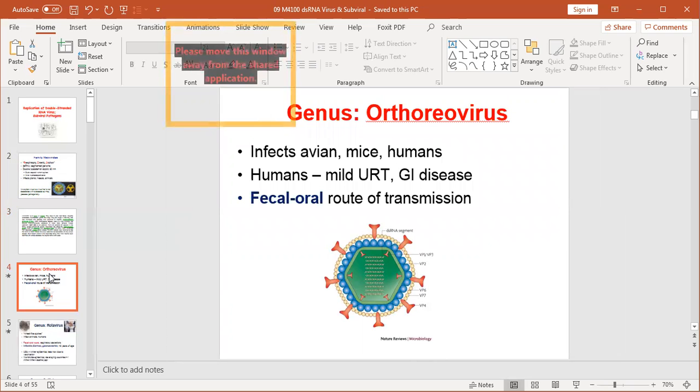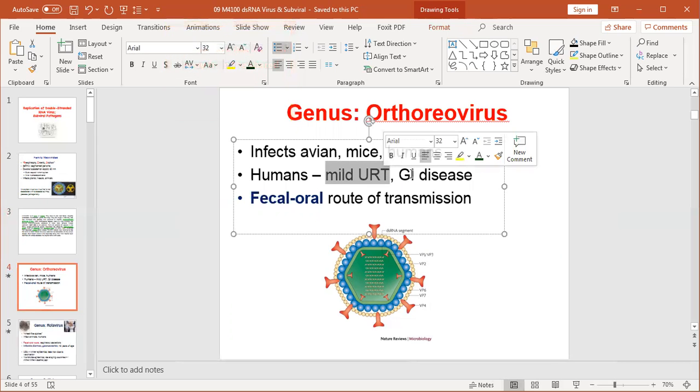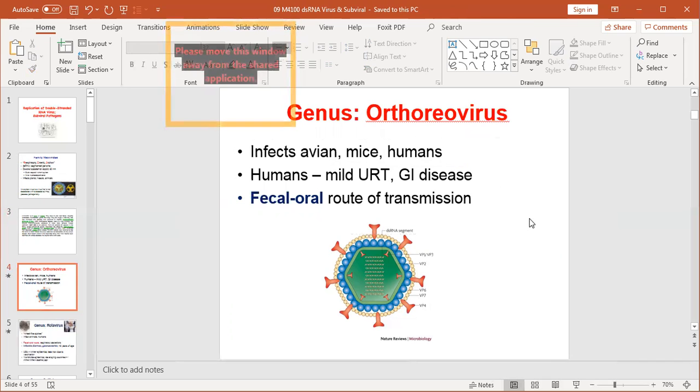A genus within Reoviridae family is the genus Orthoreovirus. Orthoreovirus infects avian, mice, humans. In humans, it causes a mild upper respiratory tract and GI disease, both the mild respiratory illness and the GI disease, the enteric illness. And the route of transmission of orthoreovirus is fecal oral route of transmission.